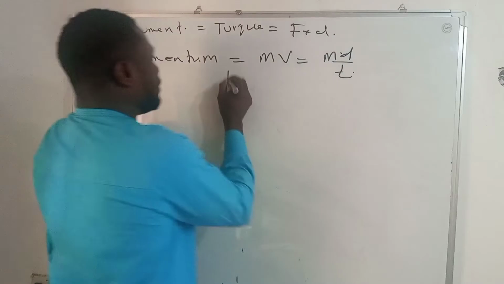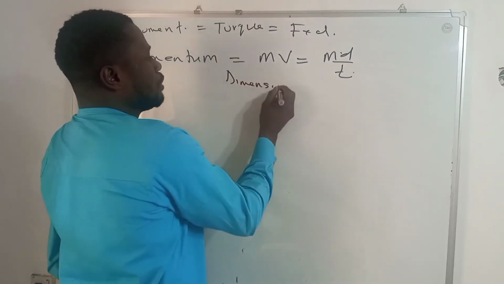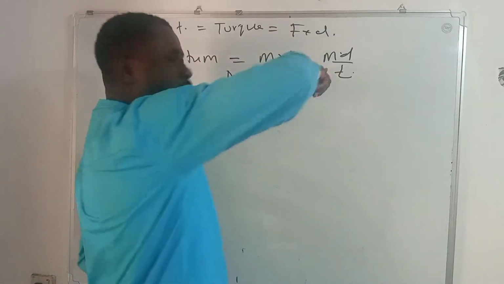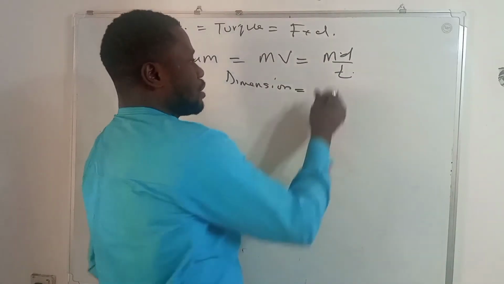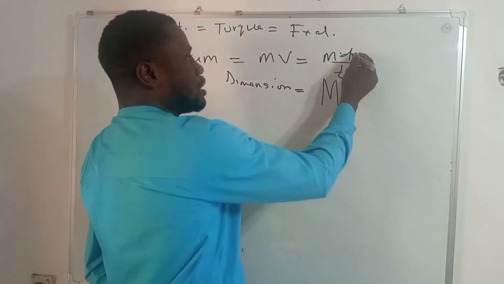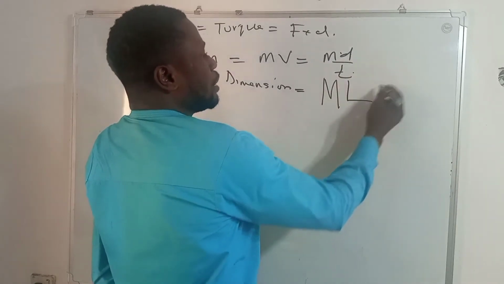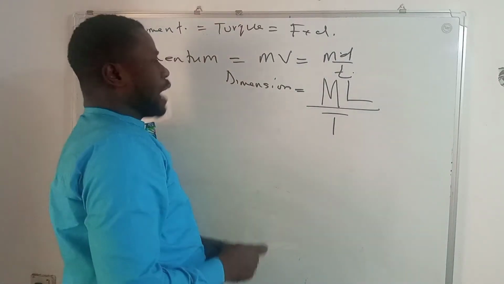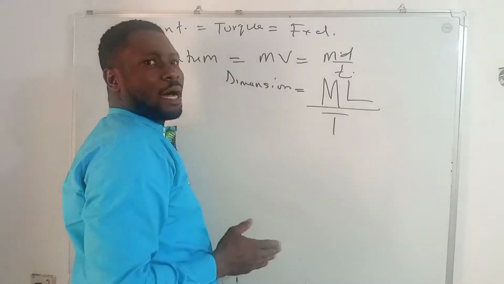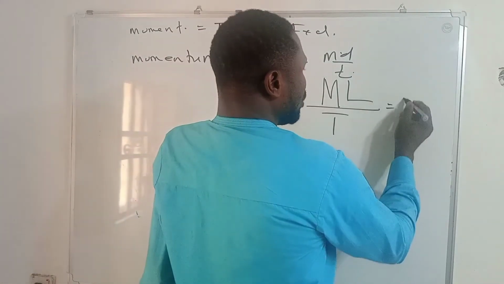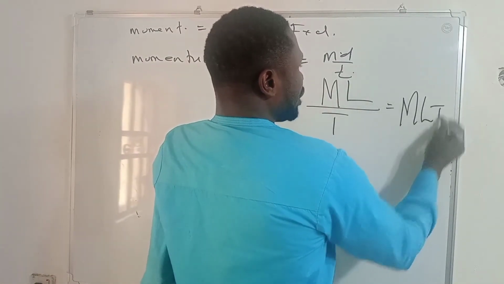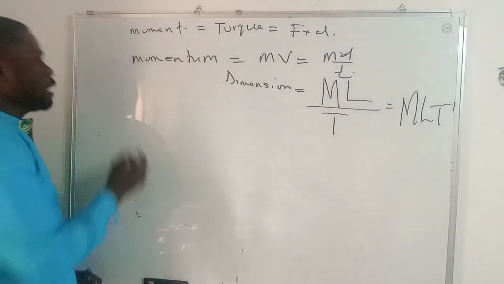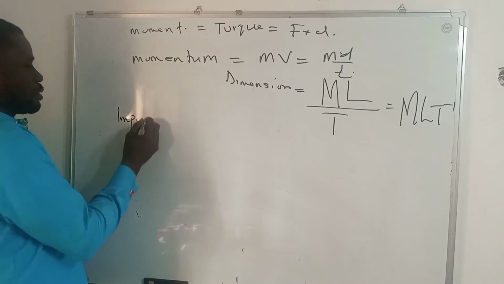Now dimensionally, remember that this is simply the formula. So in terms of dimension, we will now say, what is the dimension of mass? Of course, that has to be capital M. What is the dimension of d? Capital L. What is the dimension of t? Capital T. Of course, what we have always done is to follow the formula. And so this will now be equal to M L T minus 1. That becomes the dimension of momentum.